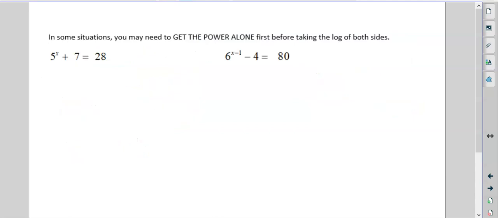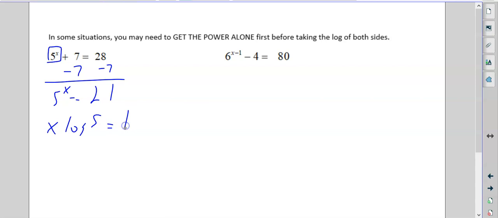All right, now, in this case, the number with the exponent is not alone, so we need to get rid of this first. And that's nothing new. For everything we've been doing in Algebra 2, we've always got to get the x alone, no matter where it is. So 5 to the x equals 21. So x comes out in front, we log both sides, x log of 5 equals log of 21. Now again, using the change of base, you could have just said log of the big number divided by this and saved yourself the time.